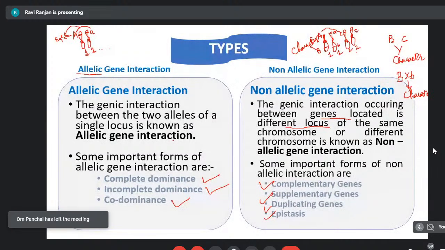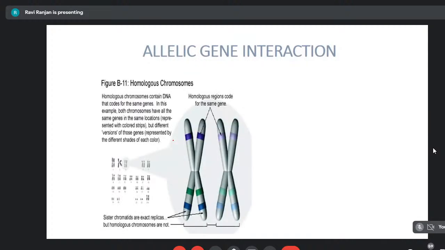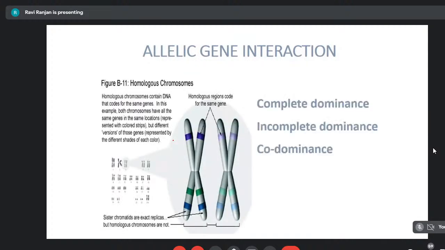So let us first see about allelic gene interactions. As I have already told, this is an interaction between the 2 genes that are located at the same locus of homologous chromosomes. They show 3 types: complete dominance, incomplete dominance, and co-dominance.